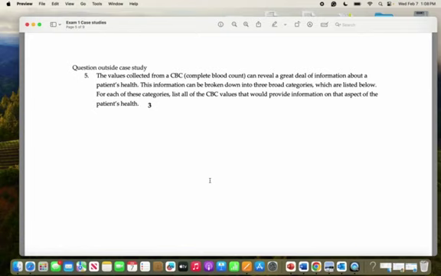For each of the 3 categories, list all the CBC values that would provide information on that aspect of the patient's health. So what I'm asking here, I'm going to give you the 3 categories, and you will have to tell me what kind of pathological test you might do to check those 3 things. Because we are talking about anemia, the first category will be oxygenation status, or oxygen carrying capacity.